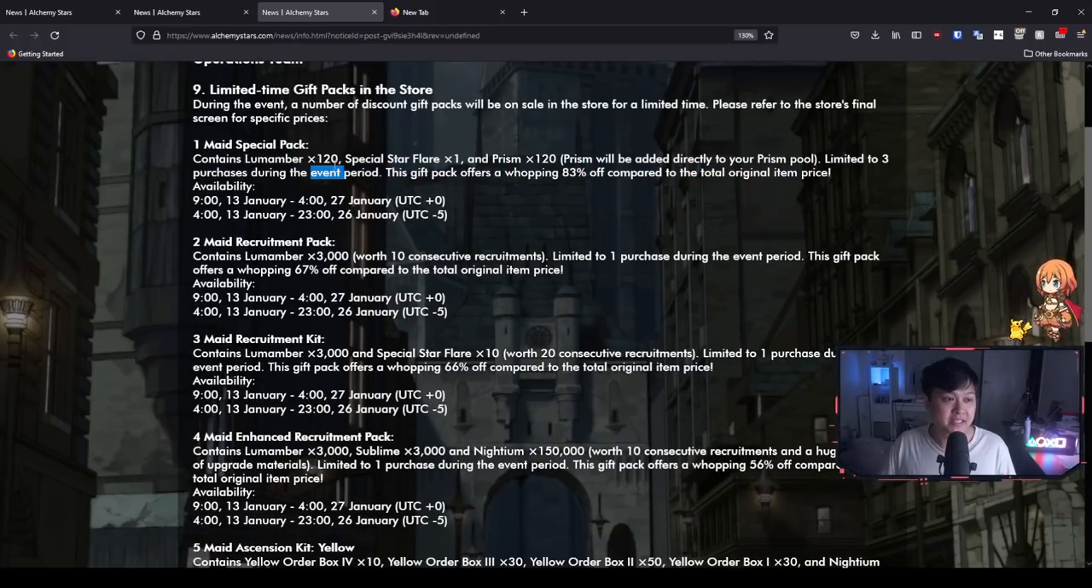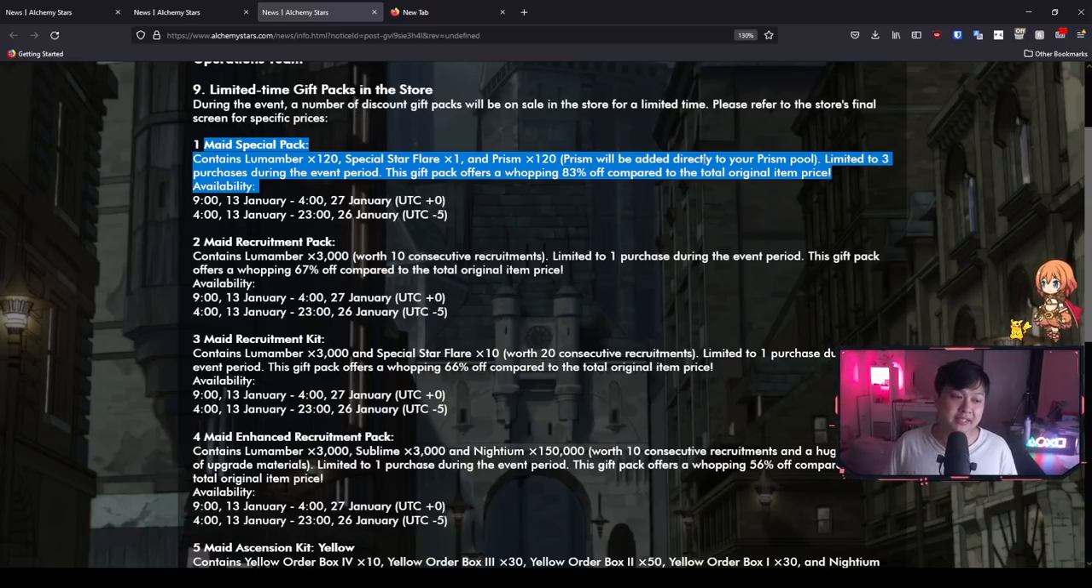Number one is the Maid Special Pack, which is your standard $1 or $1.50, depending on where you're from, or $300, depending on where you're from. It's your Lumamba and your Starflare and your Prism, which is limited to 3 times during the event period. As usual, this is probably your best bang for buck. If anything, you should probably pick this one up if you're looking for more pulls. I typically pick these 3 up. Sometimes I don't. It just depends on how I'm feeling. But the fact of the matter is, if I spend, I'm going to be spending on something like this.